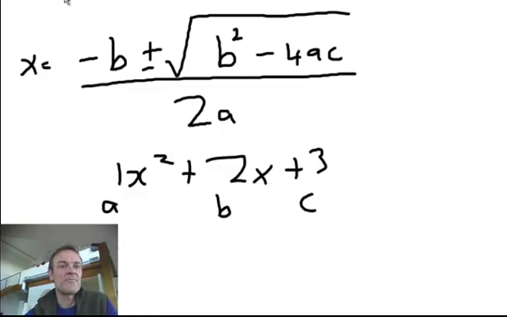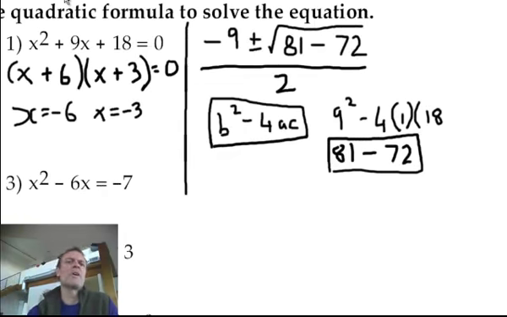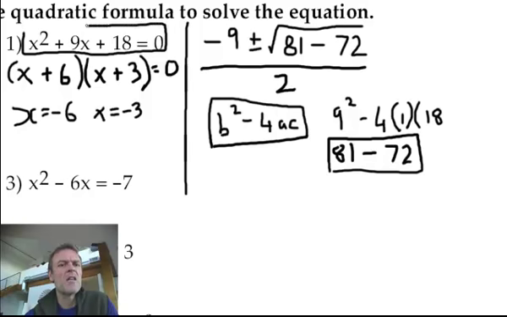Let's try it. Have a look at this: x squared plus 9x plus 18 equals 0. You can factor this one, so you don't have to use completing the square or the quadratic equation formula. It goes into two parentheses. What two numbers multiply to make 18 and add to make 9? 6 and 3. So x plus 6, x plus 3 equals 0. The two answers, the two zeros, are negative 6 and negative 3.